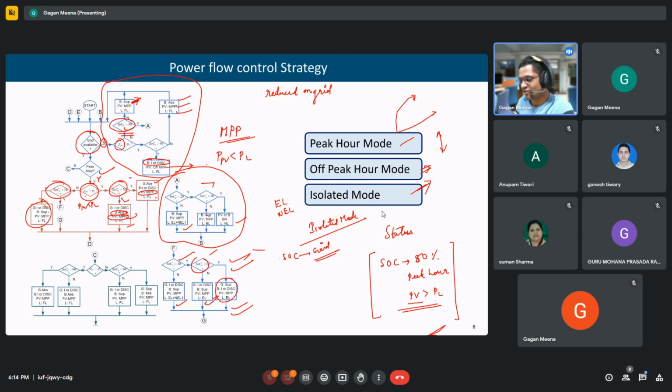At that time, you have to see all these conditions. Since generation is already more than the load, the load is already satisfied, and since SOC is less than 70%, the excess can be used to charge the battery. If instead of 50% it is 70%, then the remaining power, generation minus load, can be supplied to the grid. So we have to check all the conditions. The main thing is we have to supply the load first. If additional generation is there, we check the SOC of the battery.